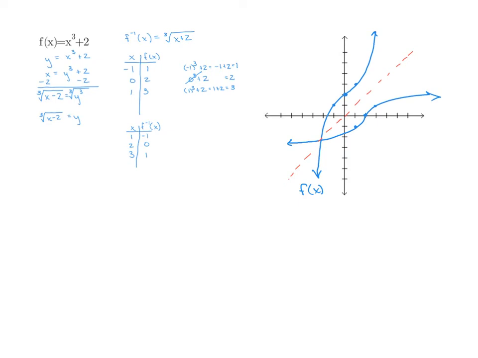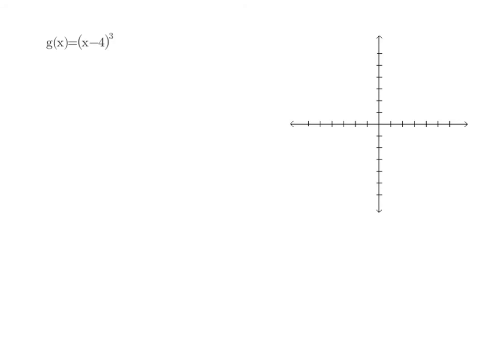Okay, let's try one more cubic function. Let's try g of x equals x minus 4 cubed. So let's go ahead and start by finding the inverse function. The first thing I'm going to do is replace g of x with y. I'm going to interchange my variables. And then I want to solve for y.